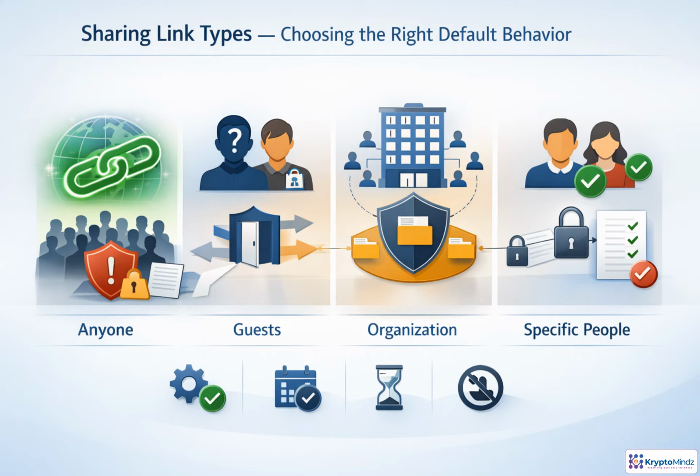Choosing a sharing link means choosing an exposure level. Anyone links are convenient, but they allow anonymous access, so hardened environments usually disable them or apply strict expiration and download limits. Guest links are better, but still depend on external identities being managed correctly. Organization links may feel safe, yet a forwarded internal link can spread access much wider than intended. For sensitive work, specific people links are the strongest default because access is tied to named users. Pair that default with least privilege permissions, expiration, and download controls.